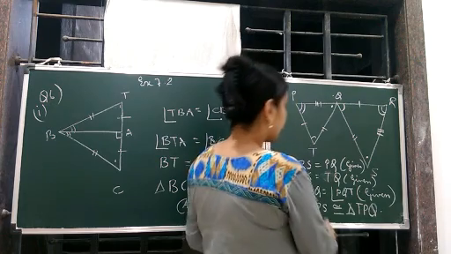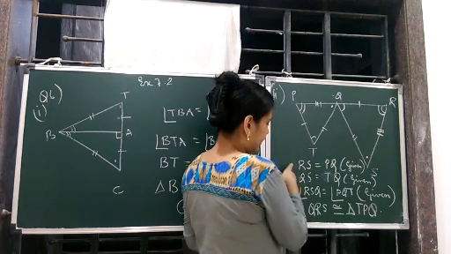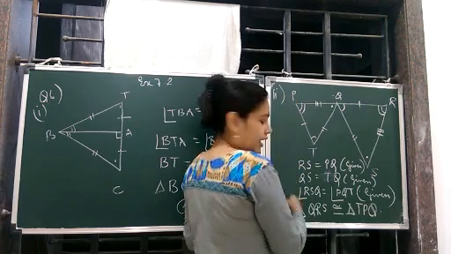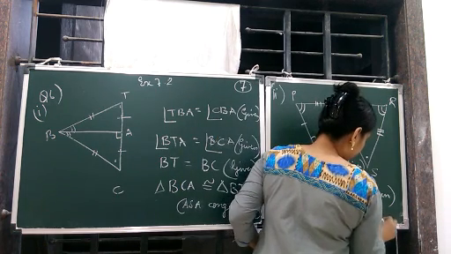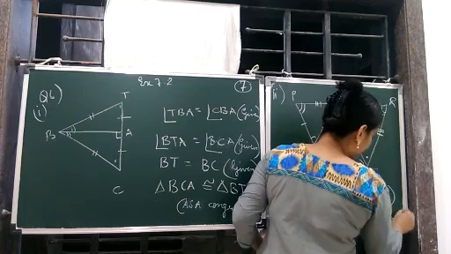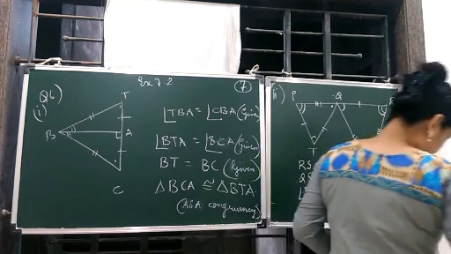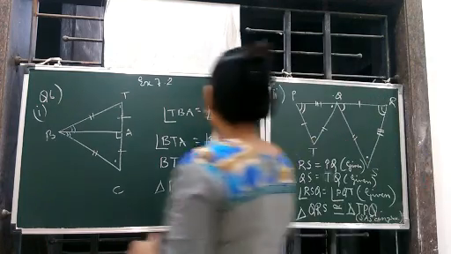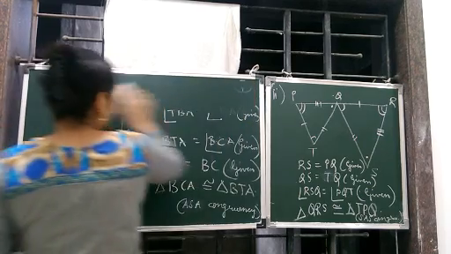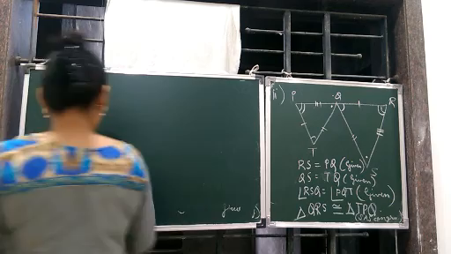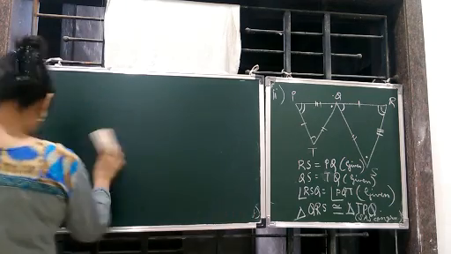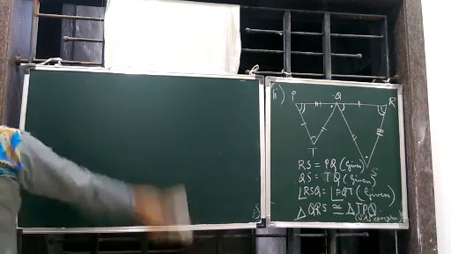Now which congruency? Again, side is there, and angle is there. So SAS congruency. You can write SAS congruency. So this completes question number 6. Now we go to question number 7. The same way you are going to write in your copy.